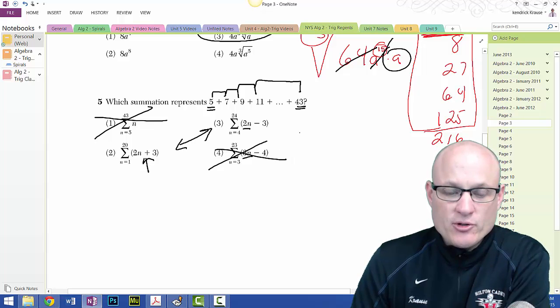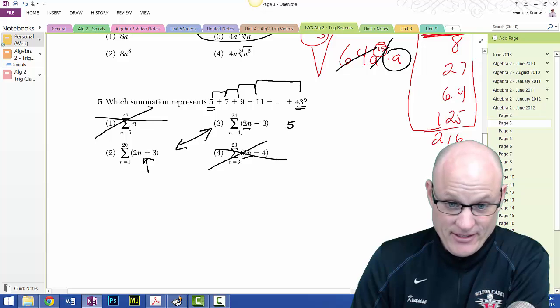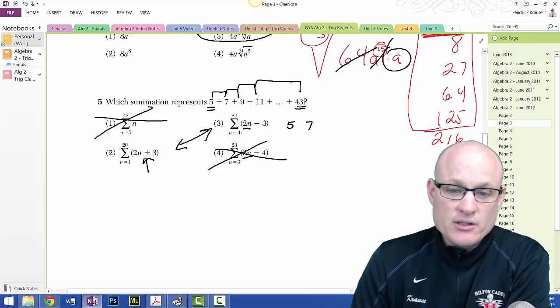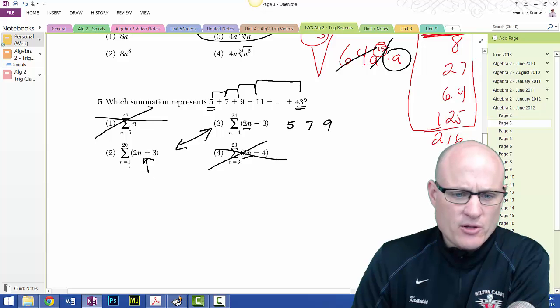So what I'm going to do is plug in a 4. 2 times 4 is 8. 8 minus 3 is 5. Perfect. 2 times 5 is 10. 10 minus 3 is 7. Perfect. 2 times 6 is 12. 12 minus 3 is 9. That one works so far.